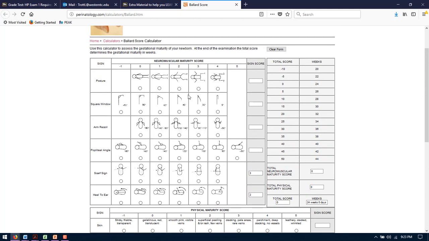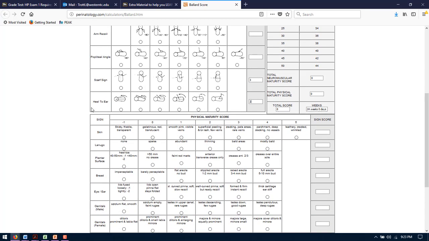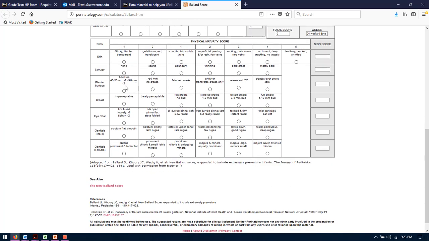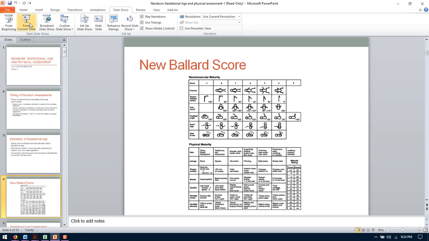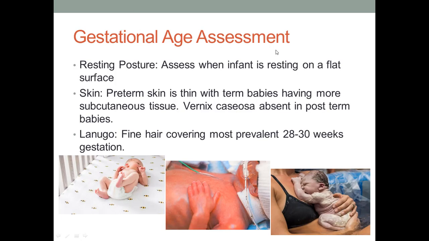Know your New Ballard Score. Like I said, we'll go over each of the categories that are here: the posture, the square window, the arm recoil, popliteal, scarf sign, heel to ear. Those are the neuromuscular characteristics. And then the skin, the lanugo, plantar surface, breast, eye, ear, and then the genitals. We'll go over all of those.